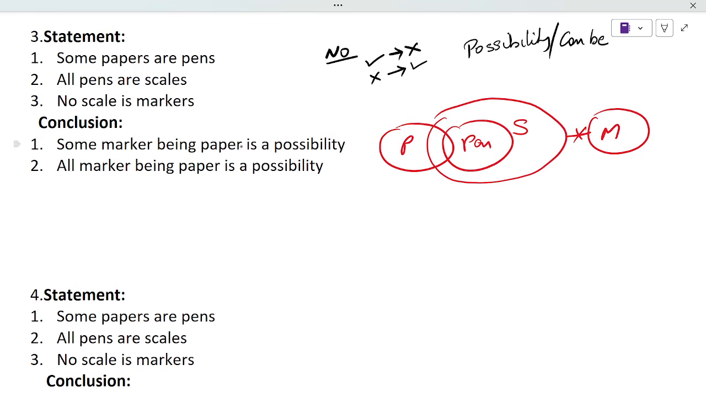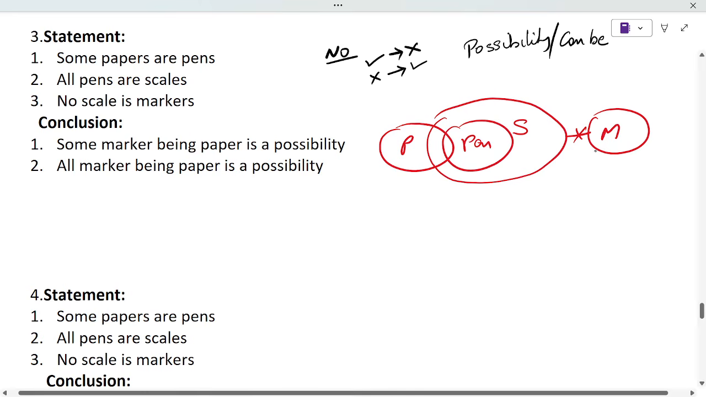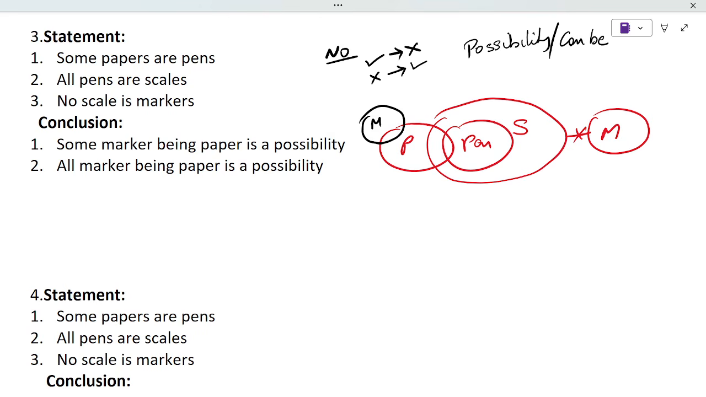Alright, keep that in mind: without violating the statement. So marker is here. Marker and paper can also touch, without violating the statement, because marker and scale do not touch. So marker and paper can touch. If they can, the answer is true. As I mentioned earlier, in possibility, if it can, it is true, and if not, false. True is true, false is false.